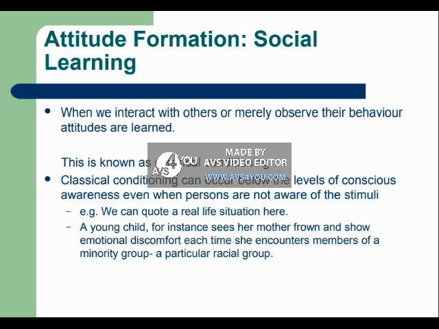Attitude formation, social learning. When we interact with others or merely observe their behavior, attitudes are learned. This is known as classical conditioning. Classical conditioning can occur below the levels of conscious awareness, even when persons are not aware of the stimuli. Example. We can quote a real-life situation here. A young child, for instance, sees her mother frown and show emotional discomfort each time she encounters members of a minority group, a particular racial group.